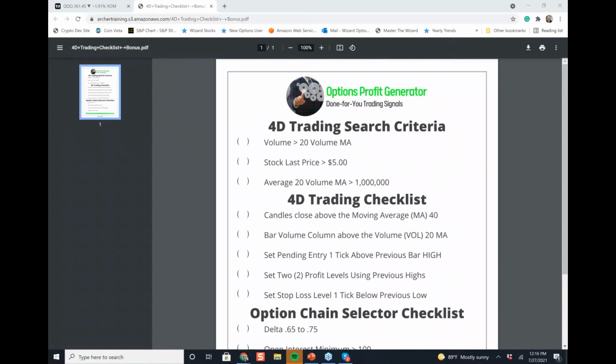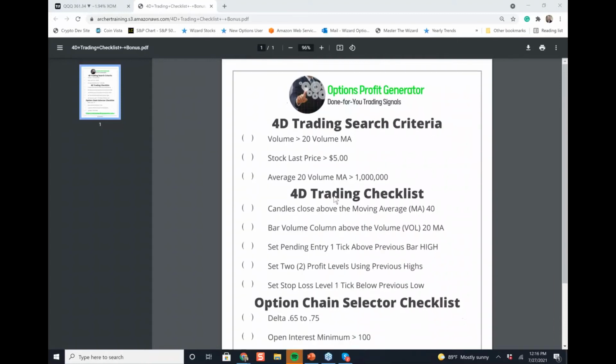So let's walk through this for a moment here. Effectively, this is the guiding light, your lighthouse of trading, right? What does a lighthouse do? It's a guiding light, keeps us off the rocks, right?